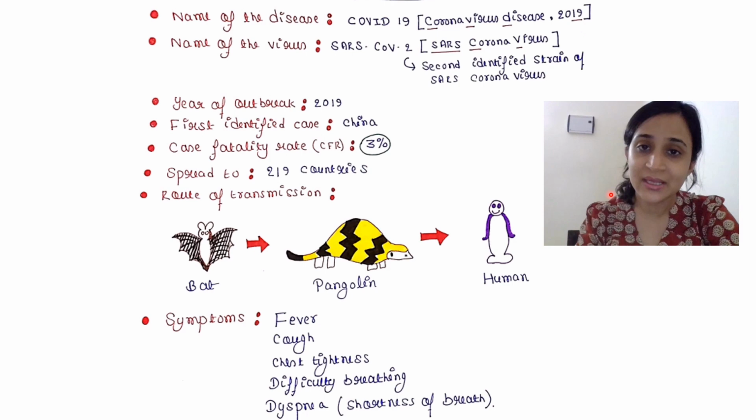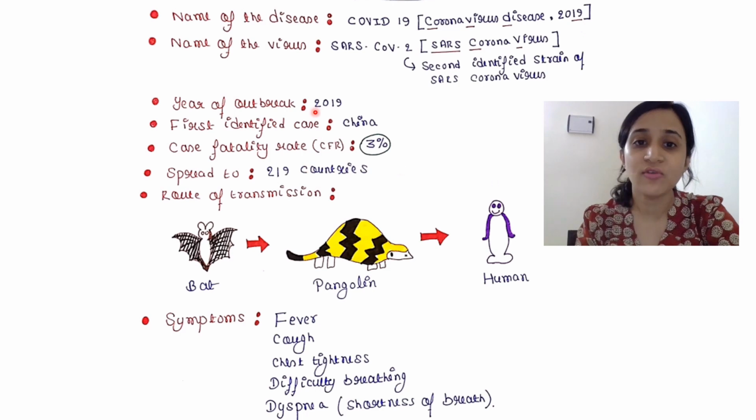Now, for the third time, this coronavirus has infected us again in November 2019. This time, the disease is named COVID-19, that is coronavirus disease 2019, and the virus is called SARS-CoV-2 or SARS coronavirus 2. The 2 indicates the second identified strain of SARS coronavirus. The first strain attacked us in 2002 and the second strain has attacked us this time. And like the 2002 pandemic, again the first identified case was found in China.